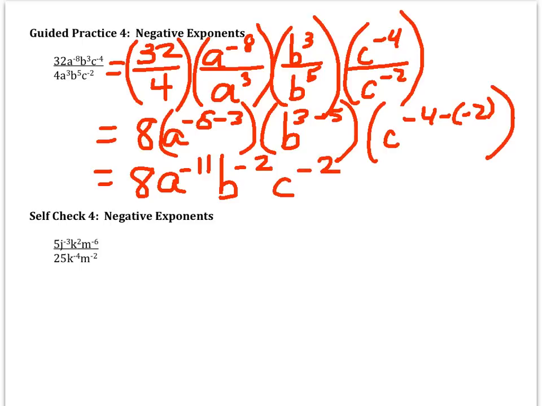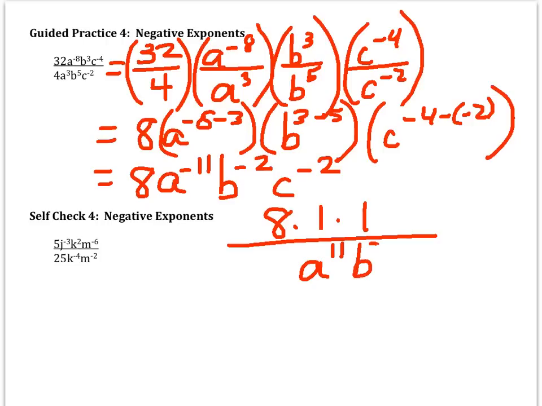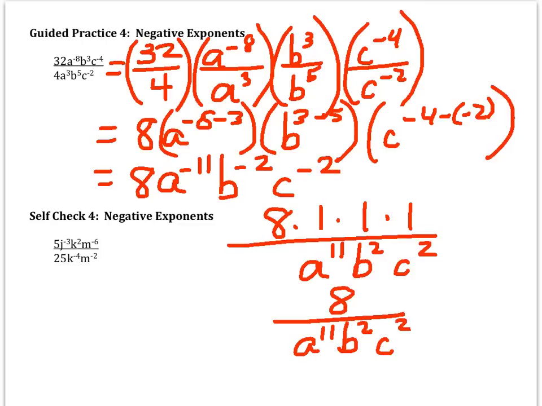Now, we can't have those negatives because remember when we simplify an expression, we need only positive exponents. So we know that to change them, we can go ahead and just put them on the bottom. So we're going to have 1 over a to the 11th times 1 over b to the 2nd times 1 over c to the 2nd. Well, the 1's can go away, and that leaves us with 8 over a to the 11th, b to the 2nd, c to the 2nd.